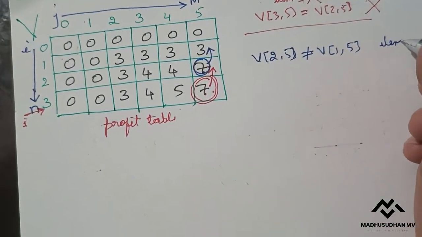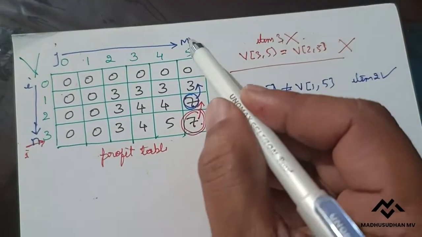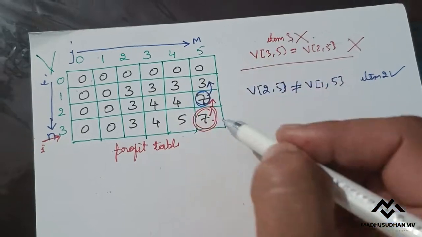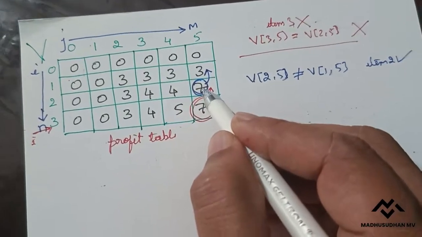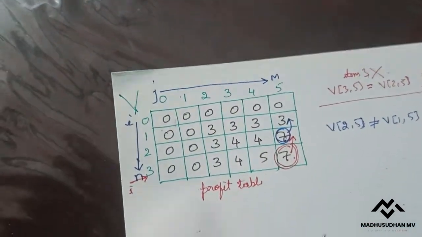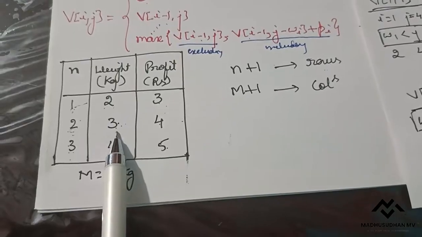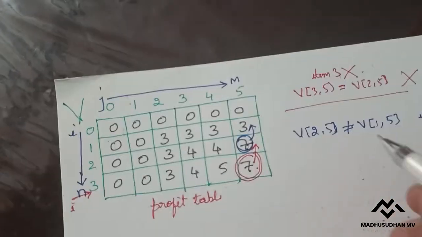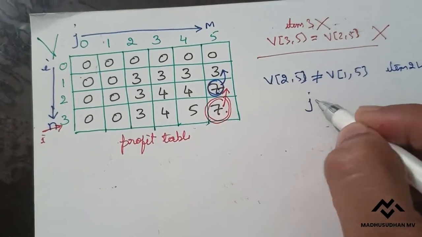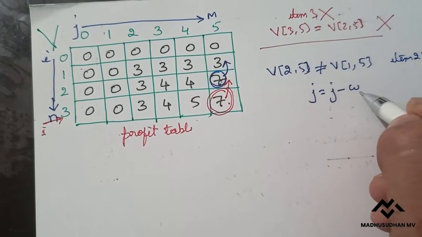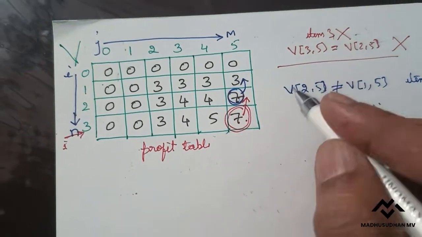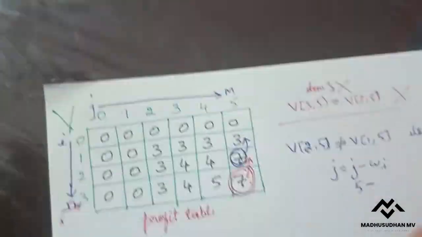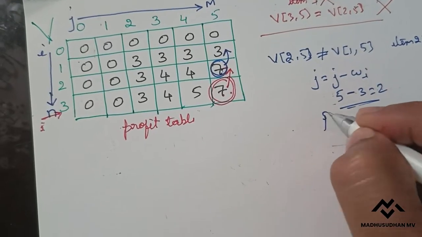So when item 2 is included, in which column are we? The remaining capacity, j, is equal to 5. Earlier the remaining capacity is 5. Item 2 weight is 3, so 5 minus 3 is 2. Since I'm including this item, I need to decrement: j, the remaining capacity, is the previous remaining capacity minus the weight of the object. Currently the remaining capacity is 5 minus the weight of the second item, which is 3 kg. So 5 minus 3 is equal to 2. That means j is equal to 2.